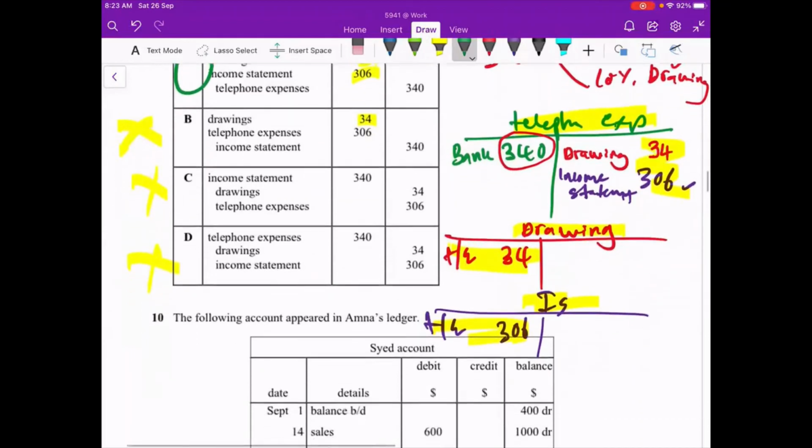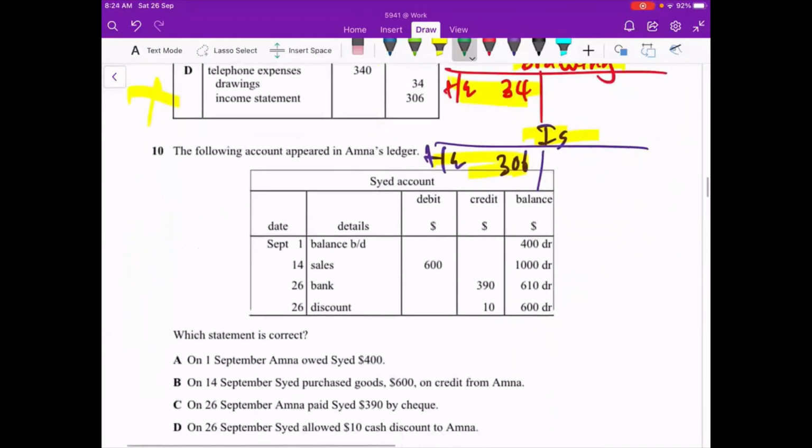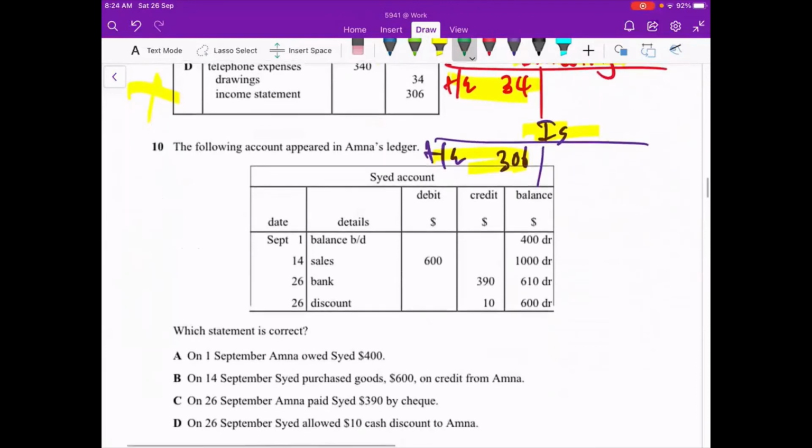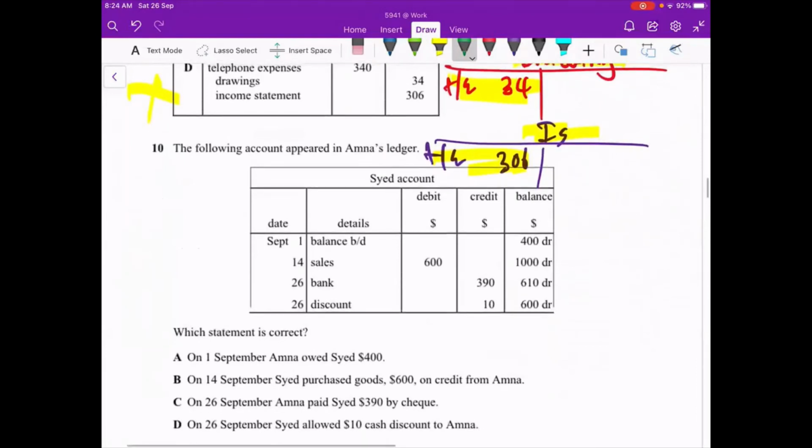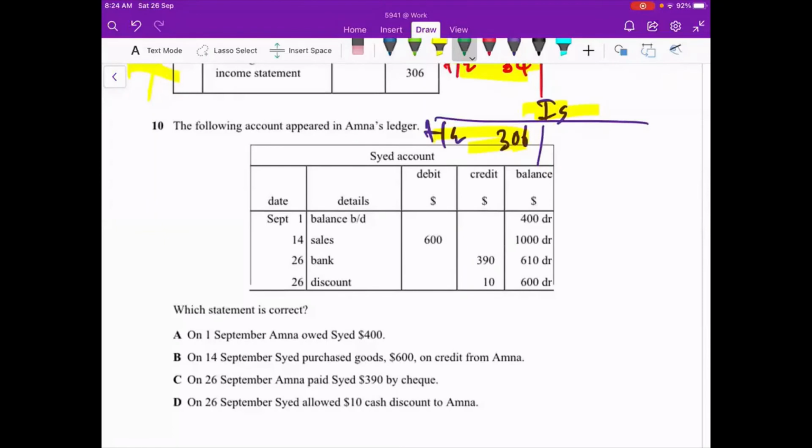Okay, we see question number 10. The following account appeared in Amna's ledger. This is a Said's account. First thing I can see: balance b/d on the debit side. If the balance b/d is on the debit side, it is my asset. When a person becomes my asset, that person is my trade receivable. How do I know it is an asset? Because all balances b/d on the debit side are assets. Okay, we continue.